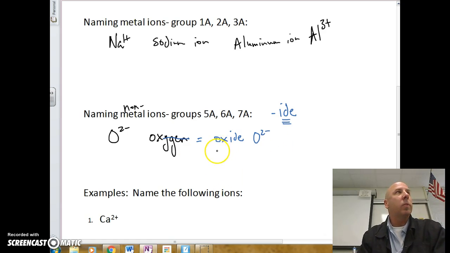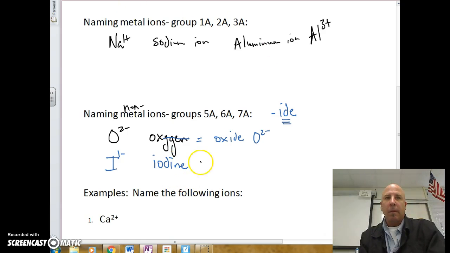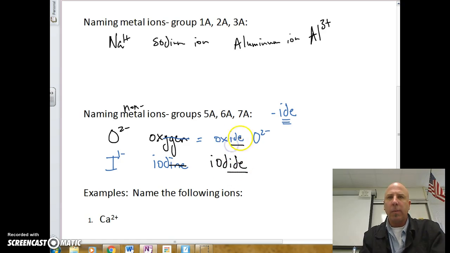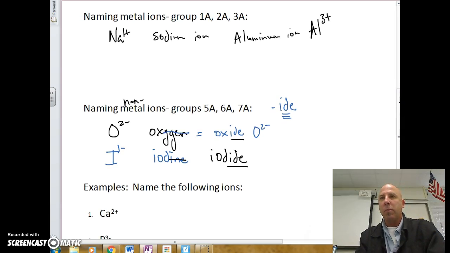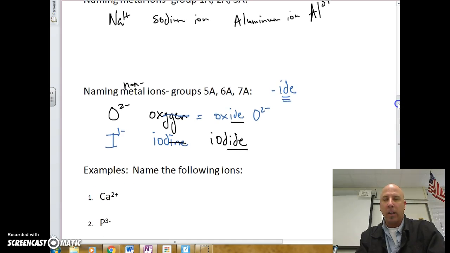Throw another one at you just for the fun of it. We have I1-, which would be iodine. And so again, we're going to drop that ending of the word, and we're going to call it iodide. Oftentimes you'll see me underline that ending, as later down the road we're going to change some of those endings when we get into a little bit more complex ions.